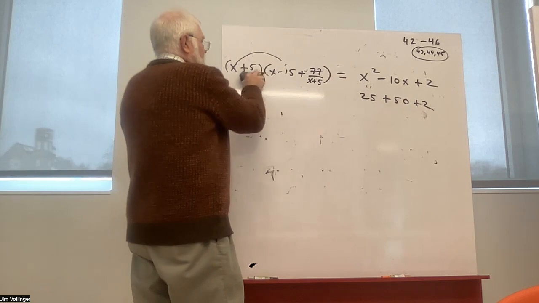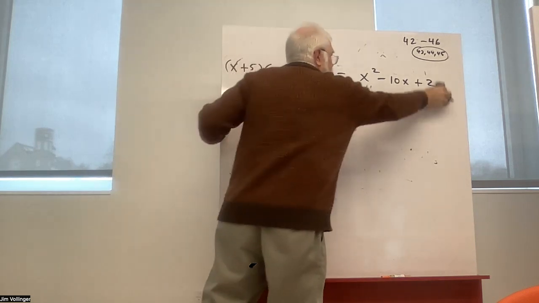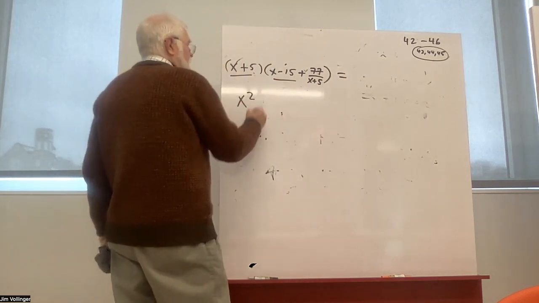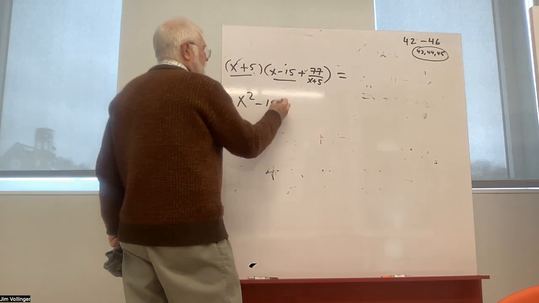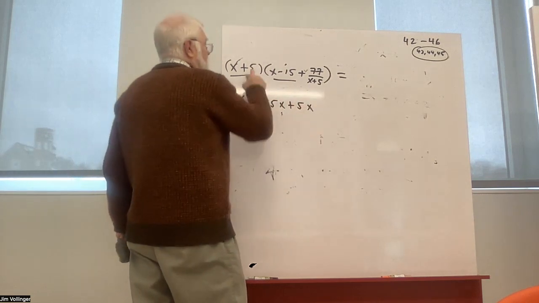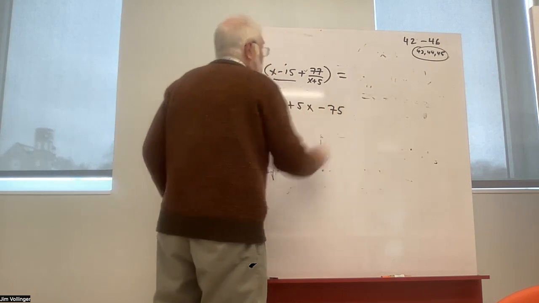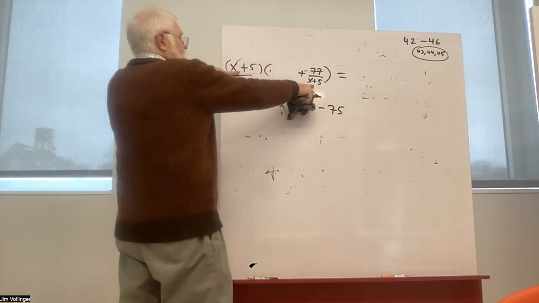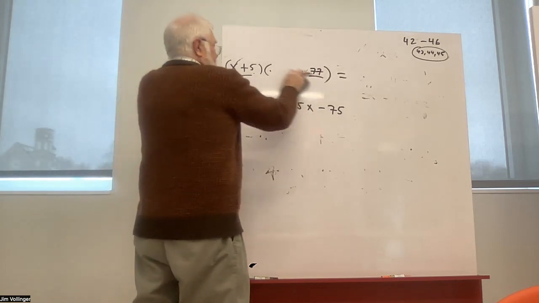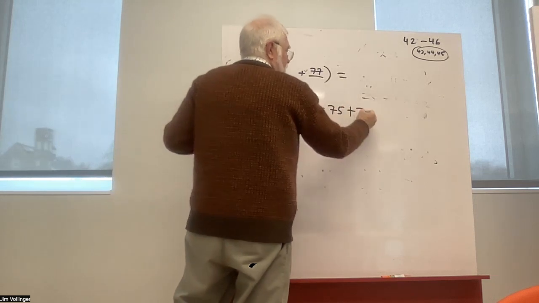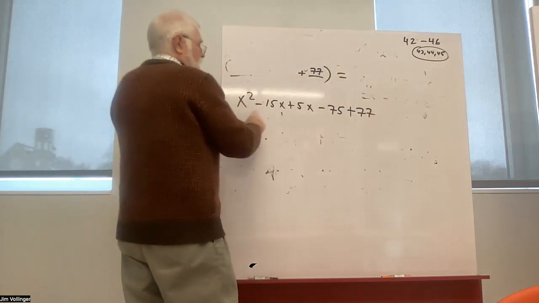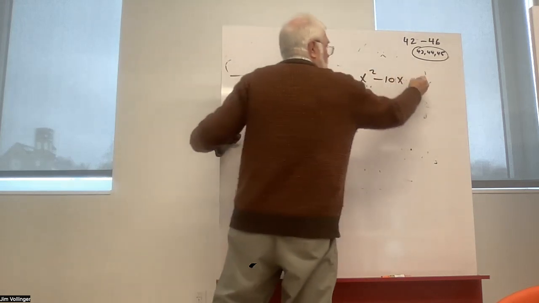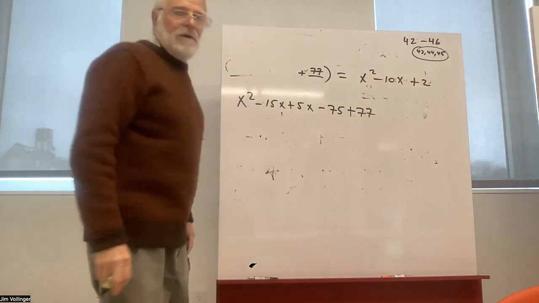All right, so let's do this multiplication one time. Let's do x plus 5 times x minus 15. X squared minus 15x plus 5x minus 75. Then I'm going to do that multiplication. I hope you can see these numbers cancel. Plus 77. Of course, I had to erase this. X squared minus 10x plus 2. I do believe that's what we had there a minute ago.